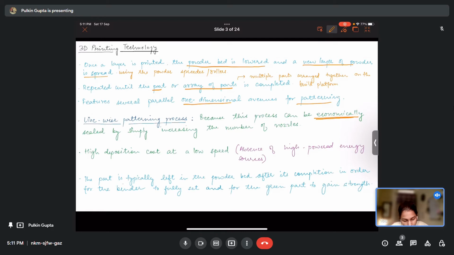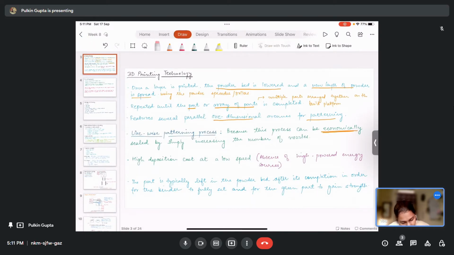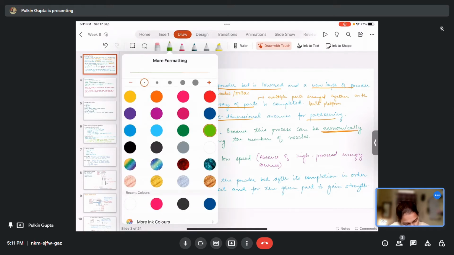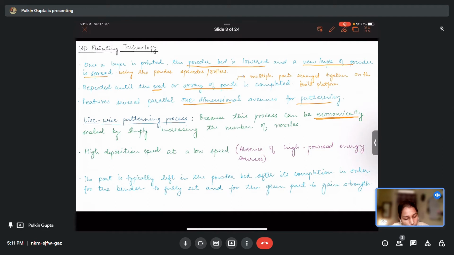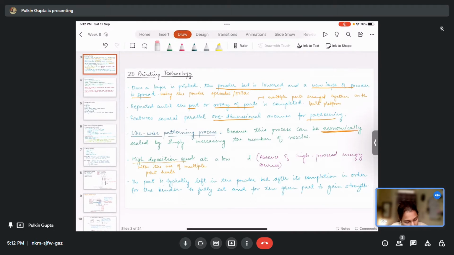Now this is a high deposition speed at relatively low cost. By the use of multiple nozzles, your speed can be enhanced extensively. By using multiple print heads, you can go up to higher deposition speeds and at low cost.